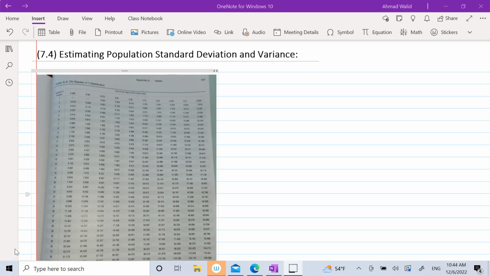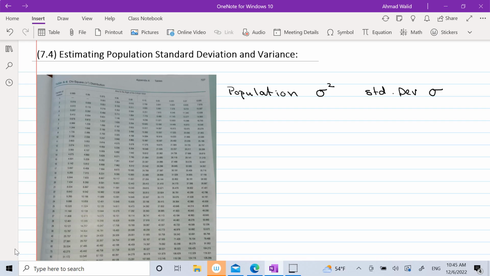Hello all, let's start section 7.4. In 7.4, we are estimating population standard deviation and variance using a sample, correct? Hopefully you will remember that the symbol for the population variance is sigma squared. For standard deviation, the symbol is, of course, the square root of variance, which is sigma.